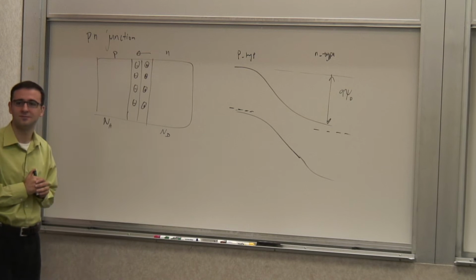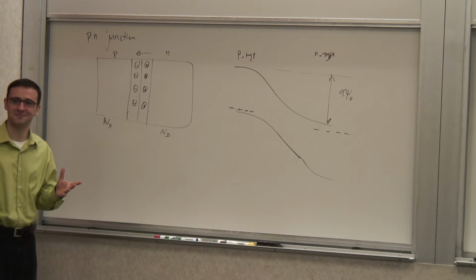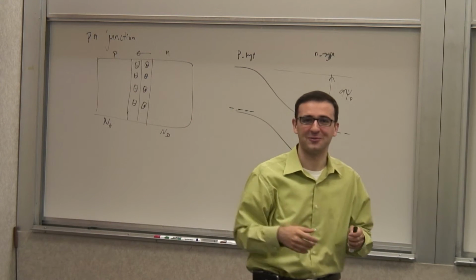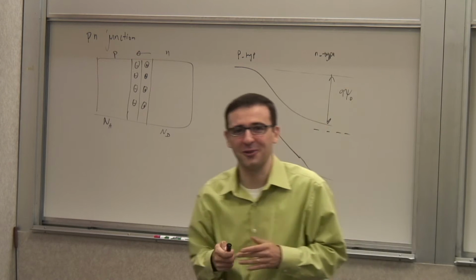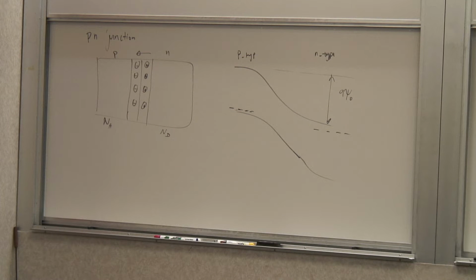kT log of Na Nd over ni squared. Yeah, but how do you arrive at that? No. That's even worse, right? Knowing the answer without knowing the logic. I'm not saying that you don't, but it's even worse than not knowing an answer. But I'm sure you do. So how do you arrive at that? Honestly, I don't know. It doesn't explain. Okay, so let's talk about it.